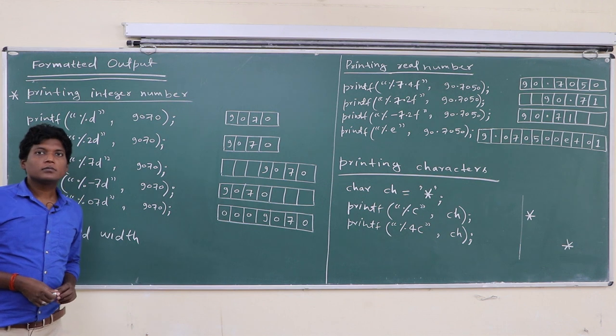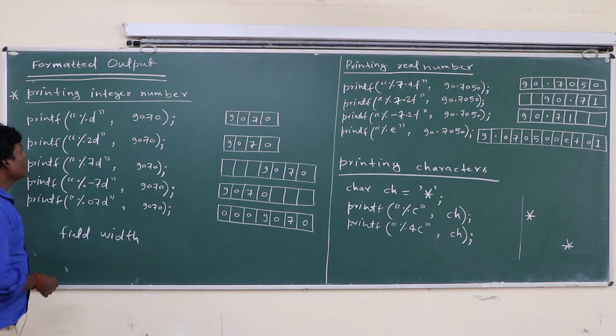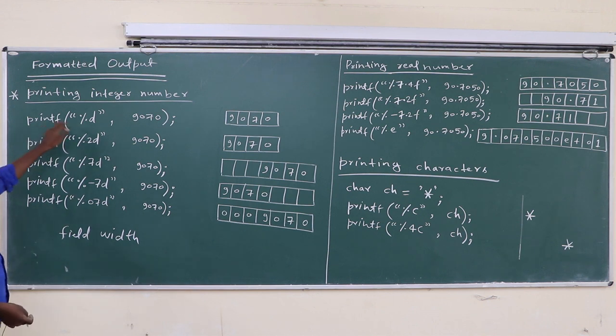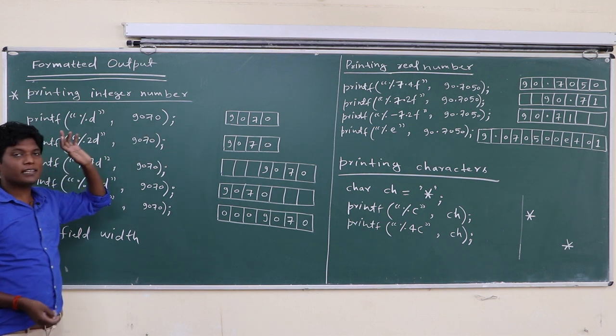Formatted output, printing integer number. Okay, printf %d, integer number is 9070.